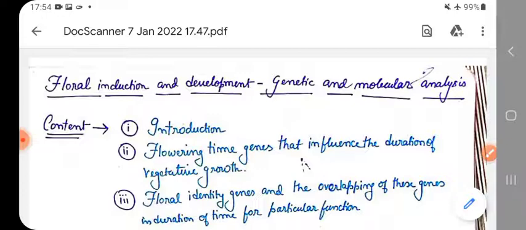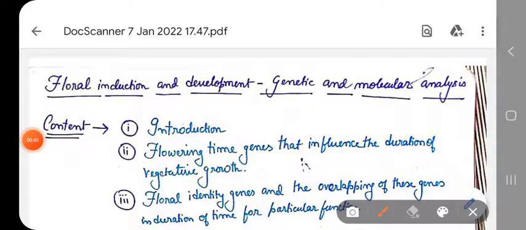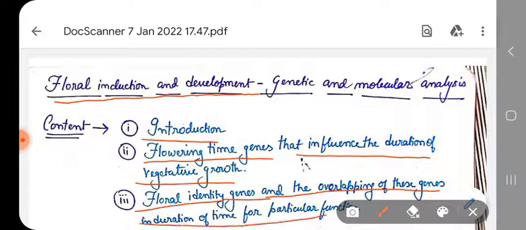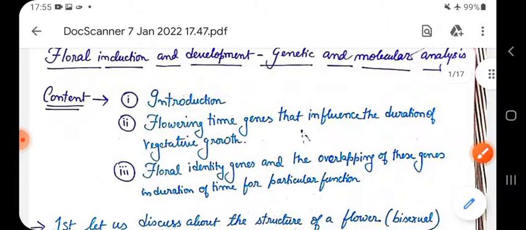So, about floral induction and development, let us see what we have to study in this part. We will have a brief introduction, then the flowering time genes that influence the duration of the vegetative growth of the plant, and we will also study the flower identity genes and the overlapping of these genes in duration of time for a particular function. So how do they work?